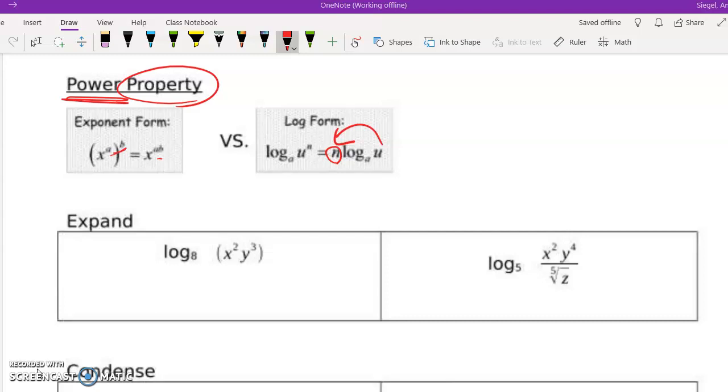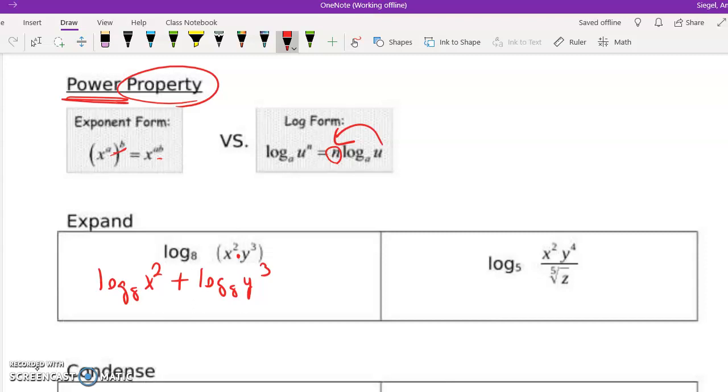So let's begin with what we know. So I know that this x squared is being multiplied to the y cubed. So I'm going to first start there. So I'm going to turn that into a plus. So it looks like that.